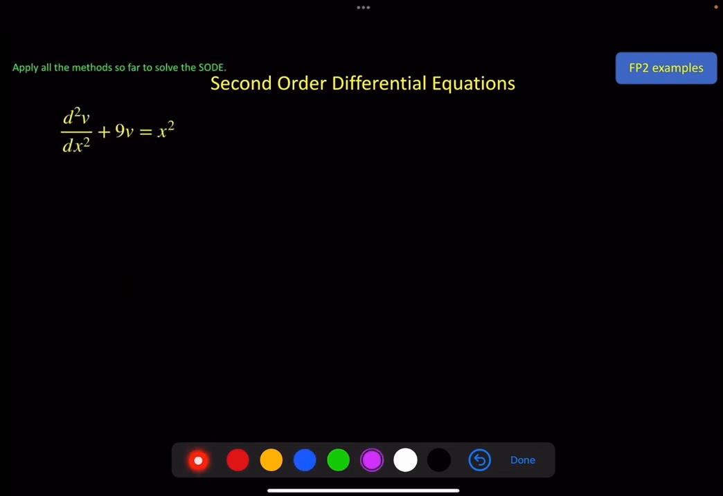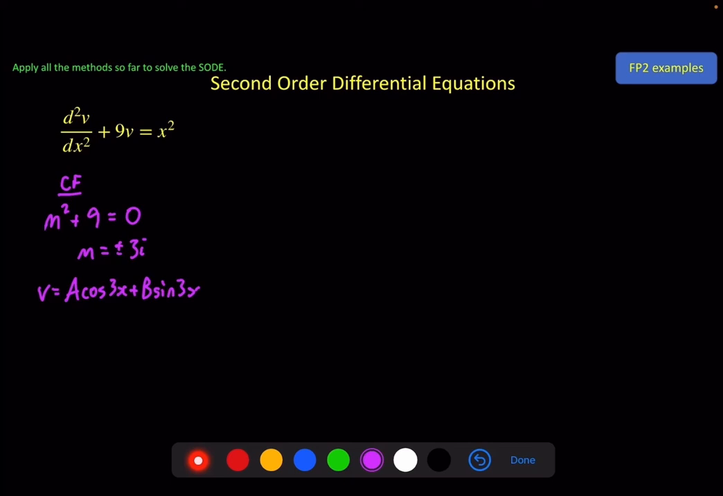We need the complementary function. In this case, we've got m squared plus 9 is equal to 0. m is plus or minus 3i, which gives v equals e to the 0x, that's a 1, a cosine 3x plus b sine 3x. Then the particular integral, in this case it's a quadratic, so I will try v equals lambda x squared plus mu x plus nu.